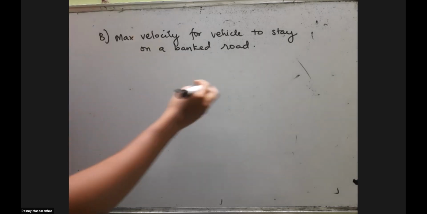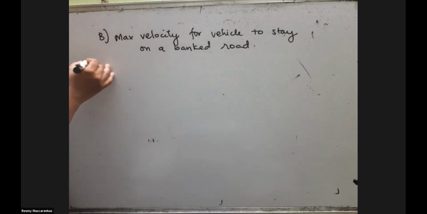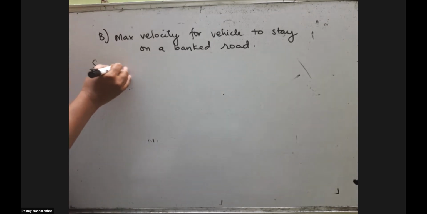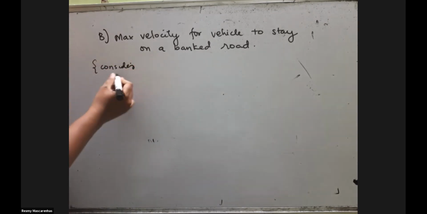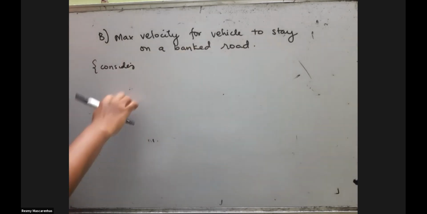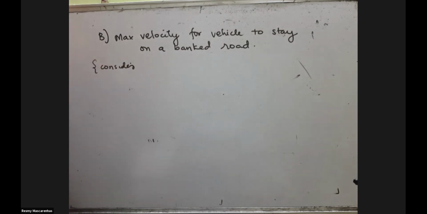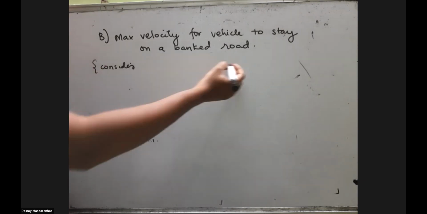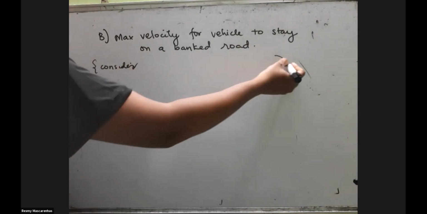Same diagram again we have to draw. So the starting part, you write the same thing. Consider a mass m of this vehicle with velocity v moving at an angle theta, let r be the radius of the curve. Okay, so that starting part, the consider part, you write the same.